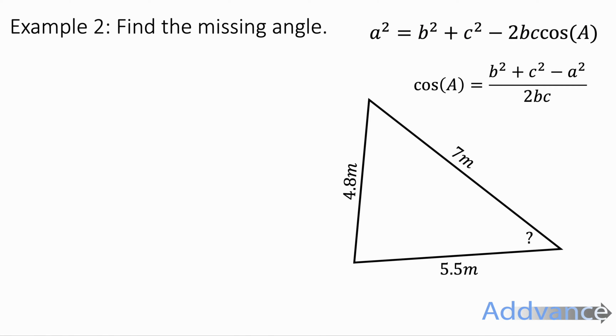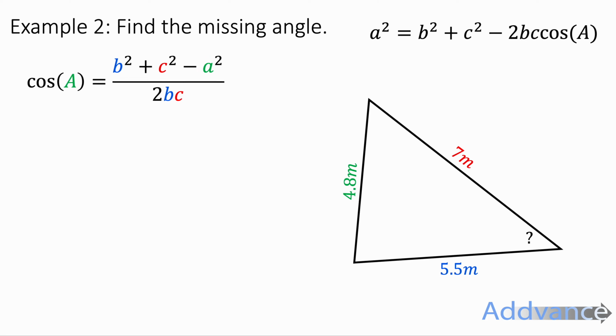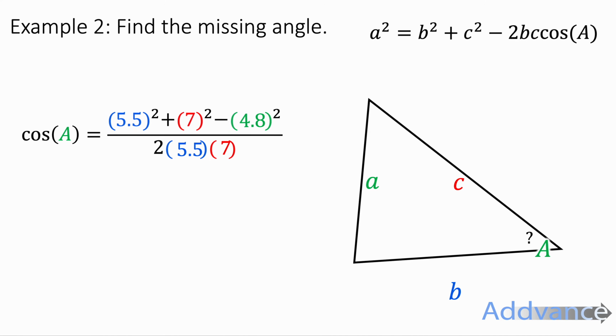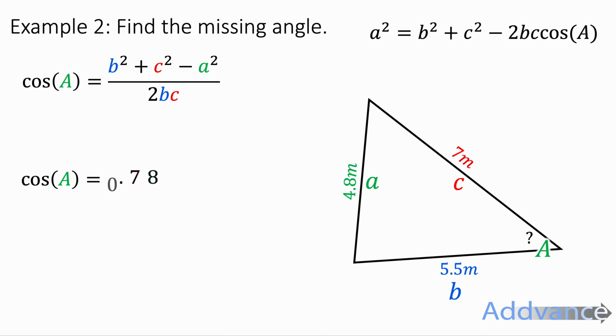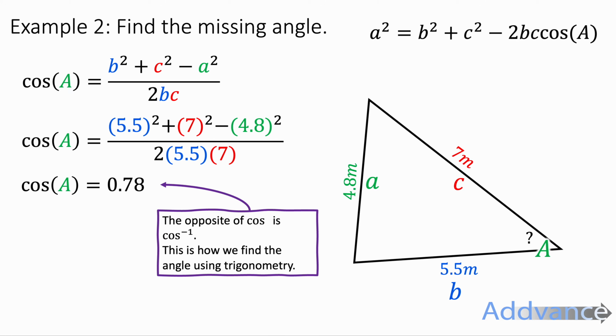Now we need to find a missing angle. And here we're given 3 lengths, and when you're given 3 lengths of any triangle, you can definitely find all the angles using the cosine rule. So we use the version to find the angle, and we'll label the triangle like this: A and a, b and c. Substitute those numbers in, like this, and we get this equation here. You can type that into your calculator and you should get 0.78.